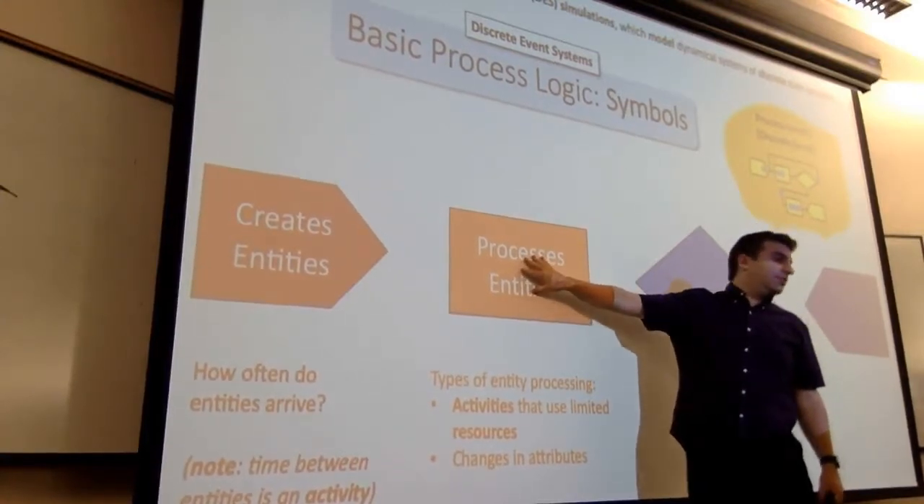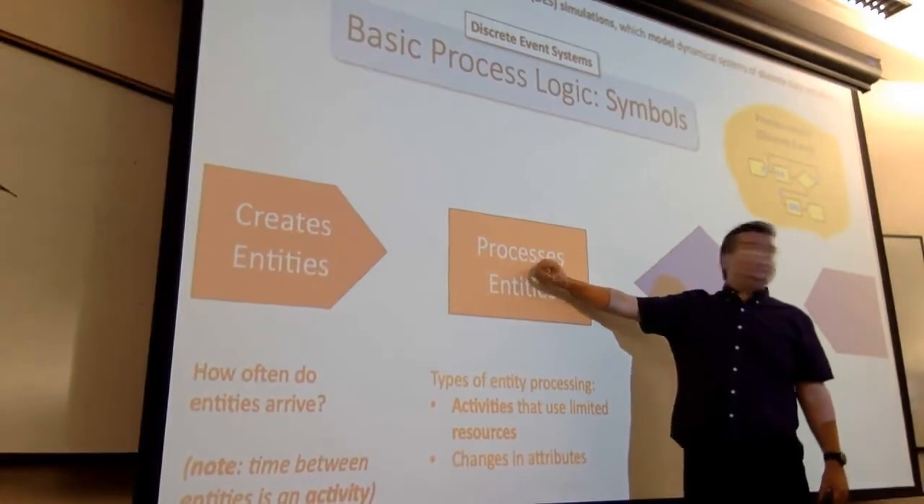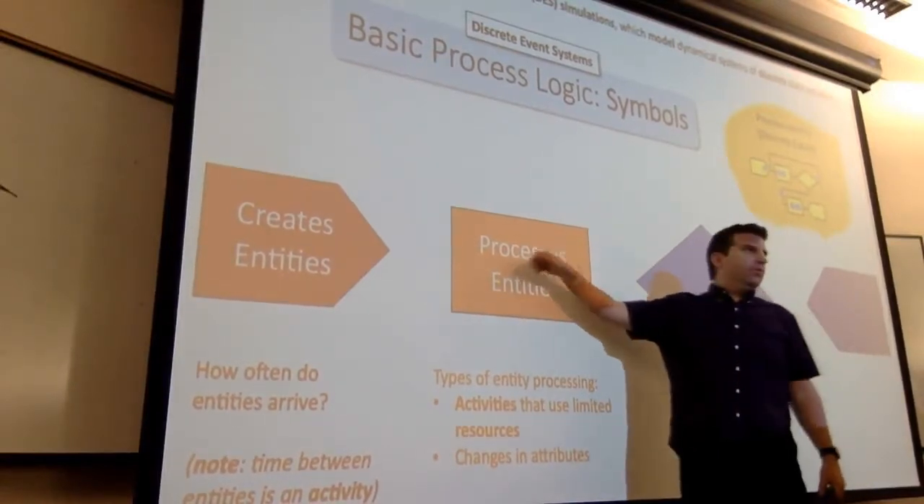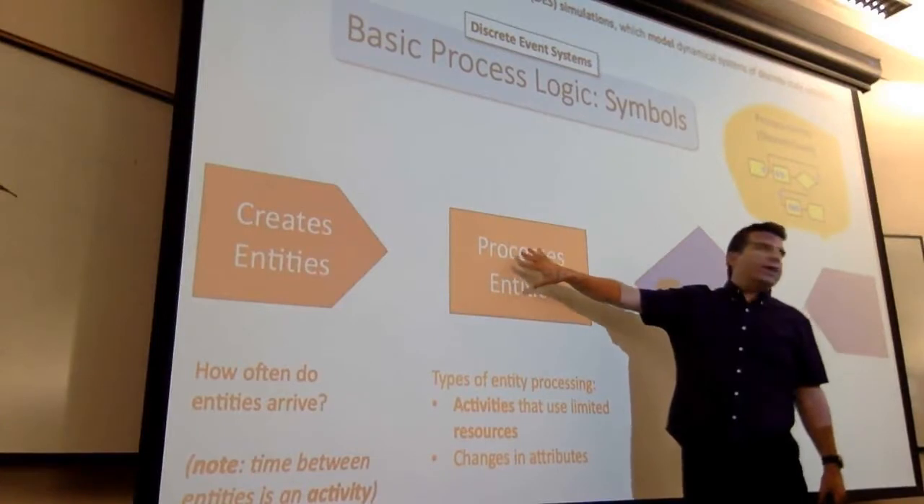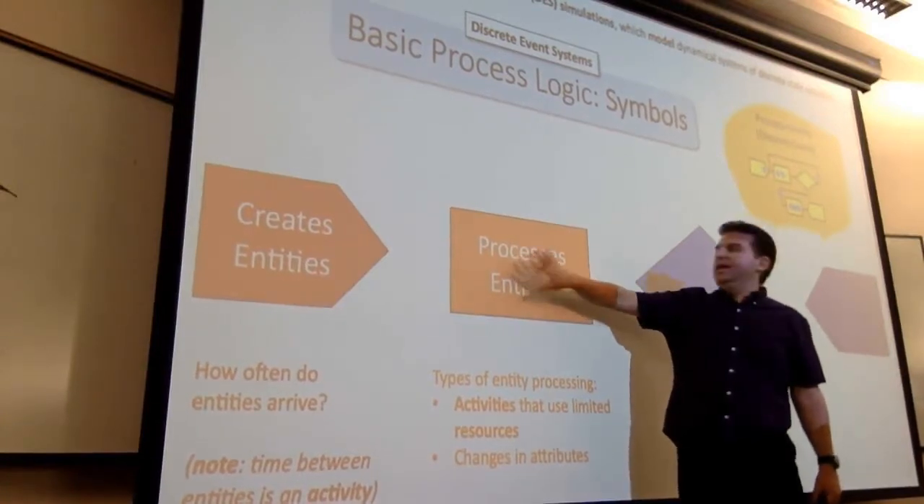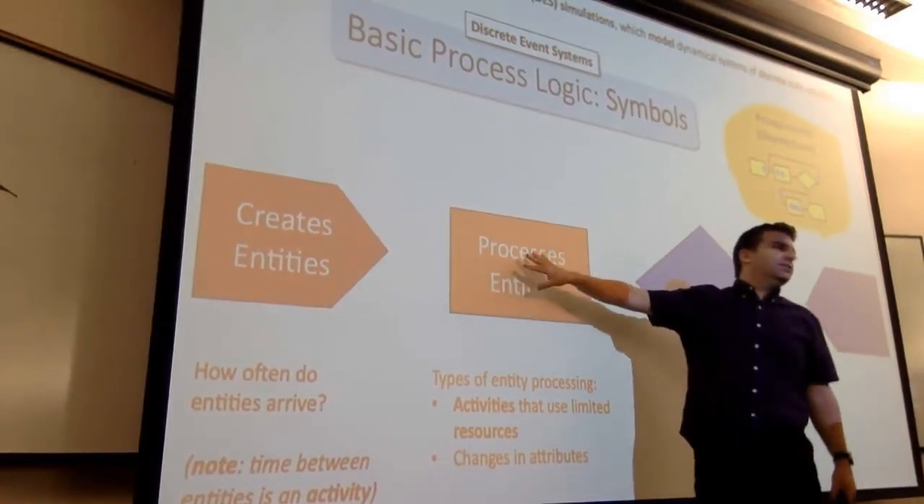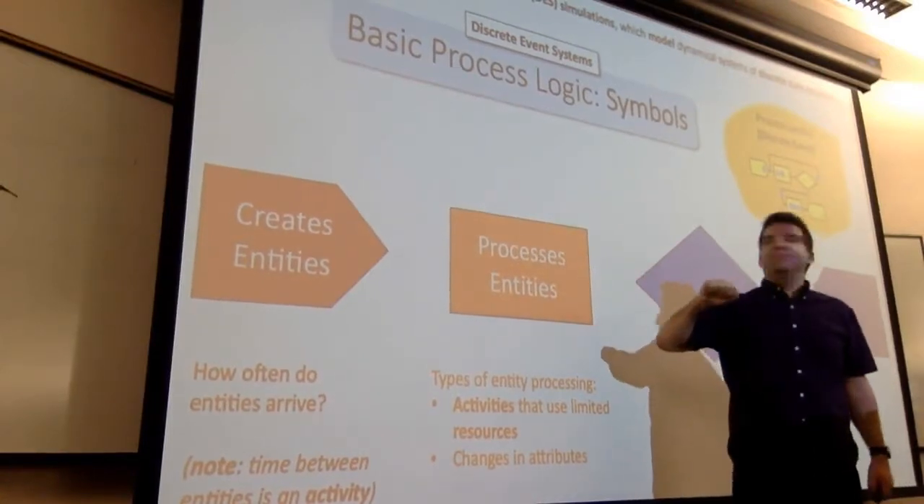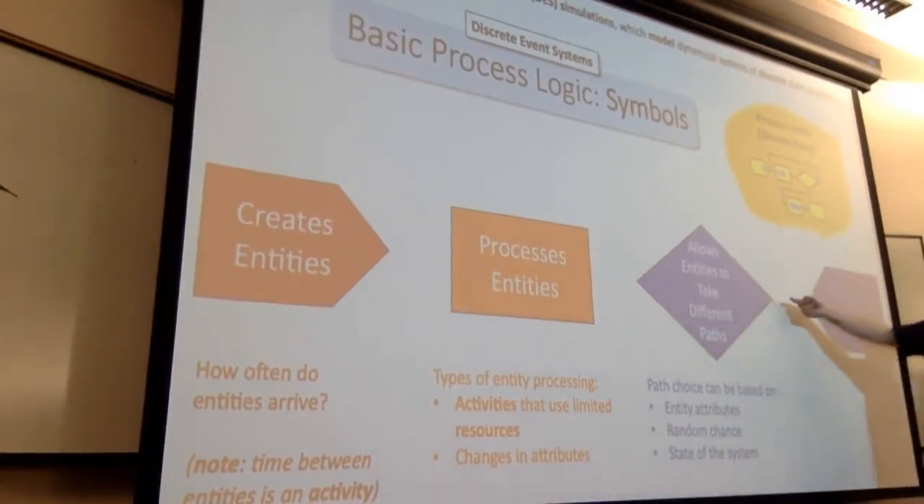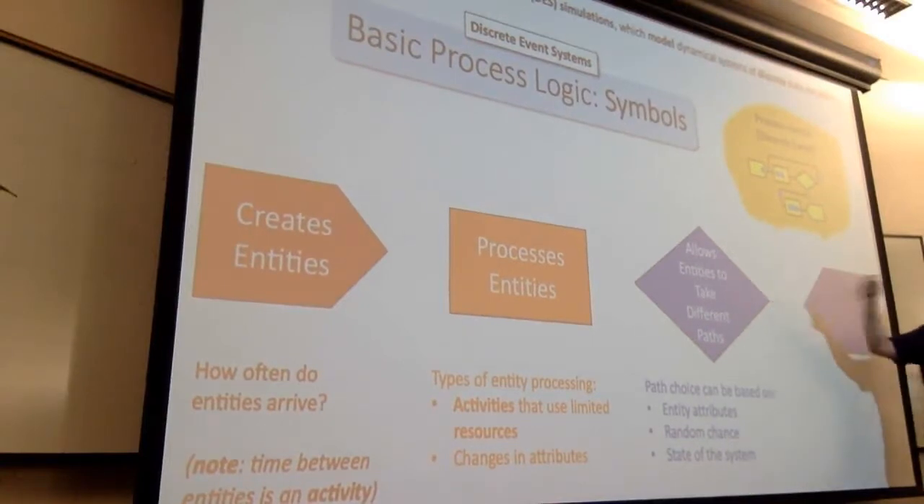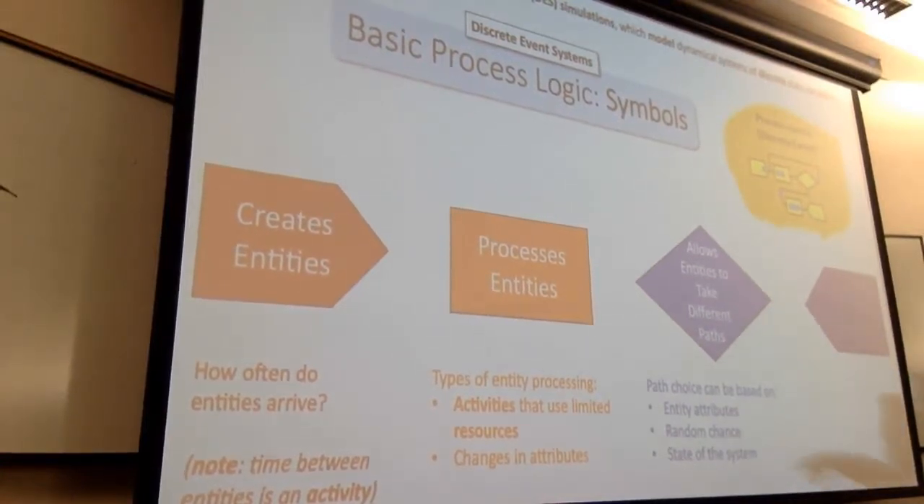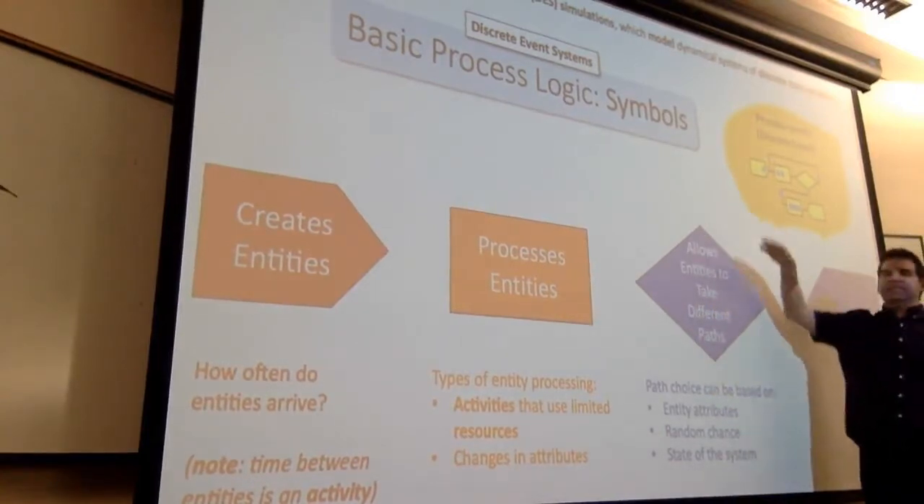What are you going to do to that entity while it's here? Are you going to change its attribute? Are you going to duplicate it? Are you going to remove it? So this is where a lot of the action happens, the logic that's specific to your system is coding these things up. Then those entities can go to these diamond-shaped things, which look like if statements in a flowchart. So entities arrive in one corner and then they exit the other corners.